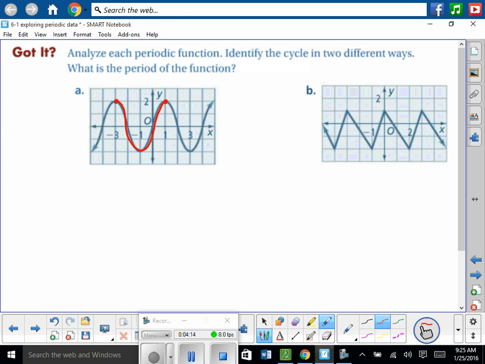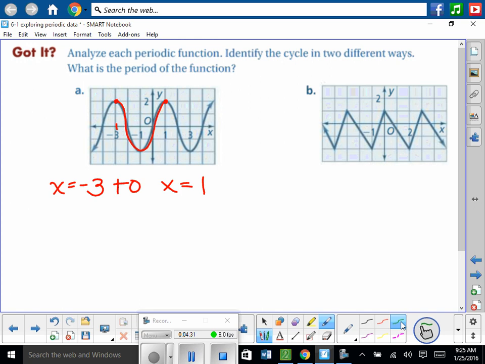Top, back up to top. So that was x is equal to -3 to, so this is one of our cycles, to x is equal to what? 1. So that was one cycle. Now I'm randomly going to choose another cycle.